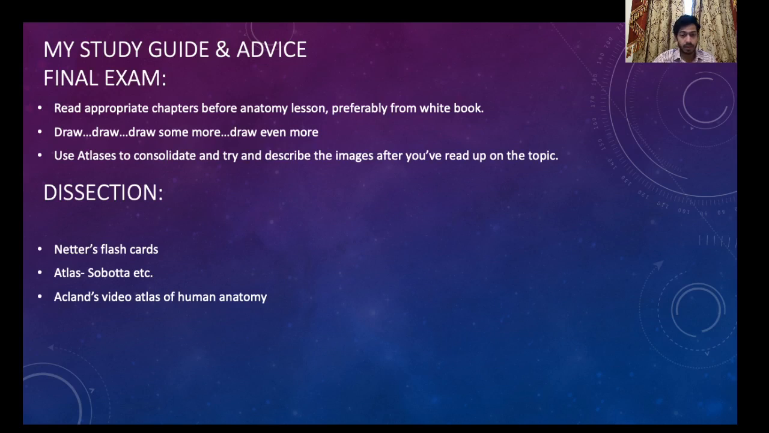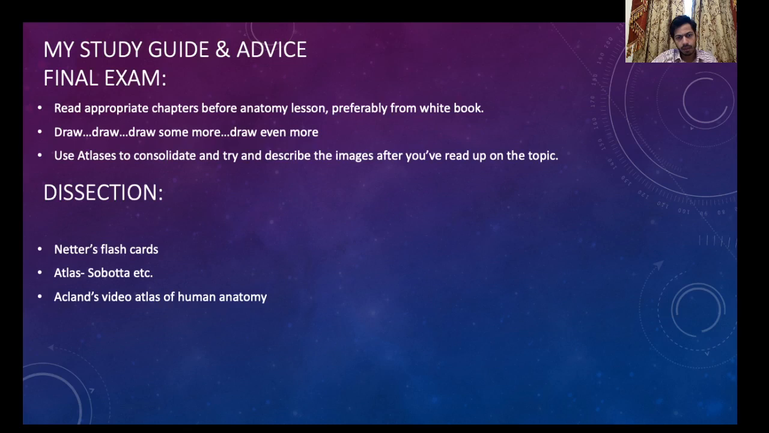Musculoskeletal system, same thing when it comes to the muscle origin, insertion, action and function, etc. Sorry about my cough. That's for the final exam.